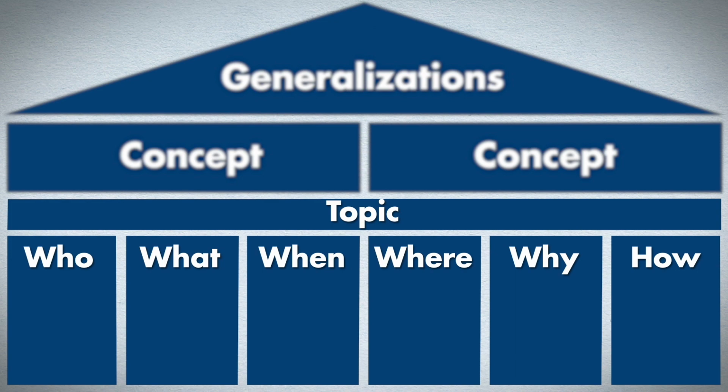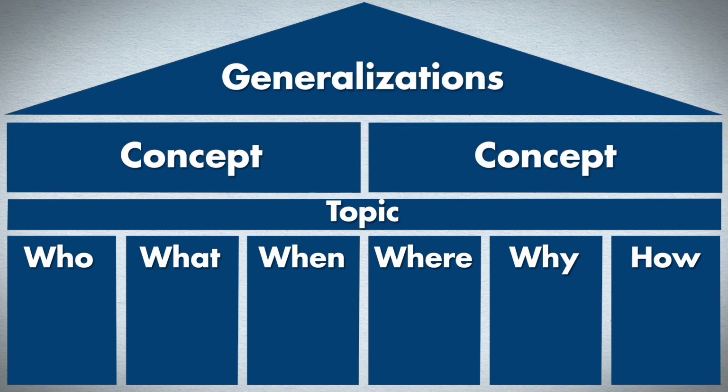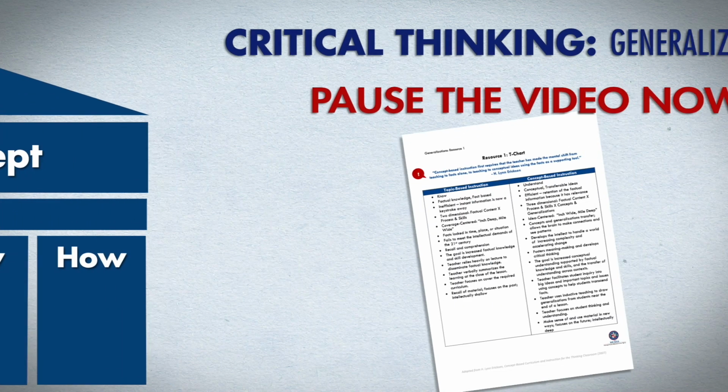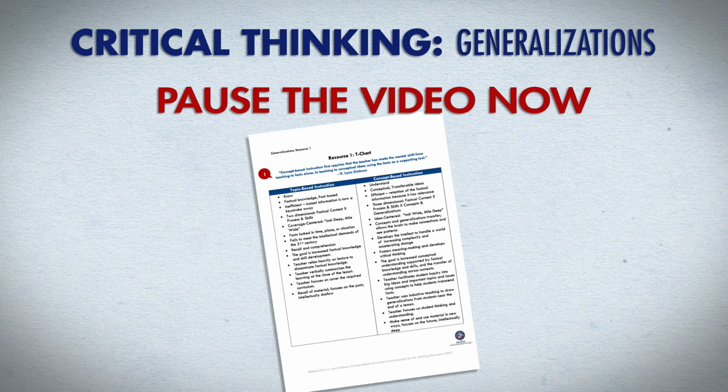So if we want students to engage in critical thinking, we have to move them to a higher level of abstraction. So instead of stopping at the factual level, we must move students towards a focus on concepts and generalizations. And so this means moving away from topic-based instruction and towards concept-based instruction. Pause the video at this time and refer to Resource 1 to find out more about concept-based instruction.